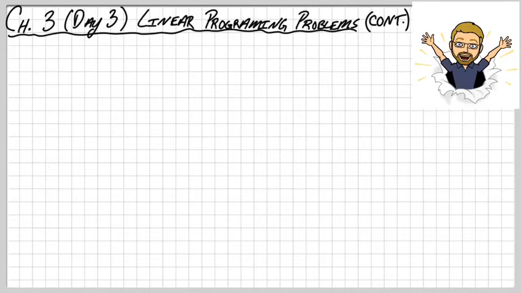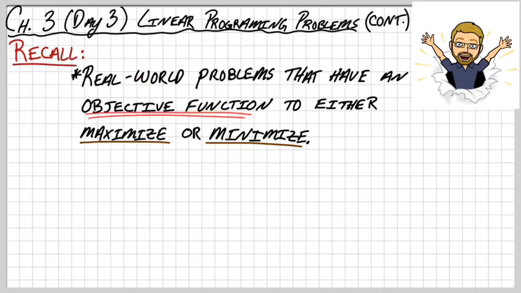So I want to start by just recalling a couple ideas from the last video. So I'm going to bring a couple of those things back. When we're doing linear programming problems, we're talking about real-world problems that have an objective function that we're going to either maximize or minimize. A lot of times it's like maximum profit or minimum cost.